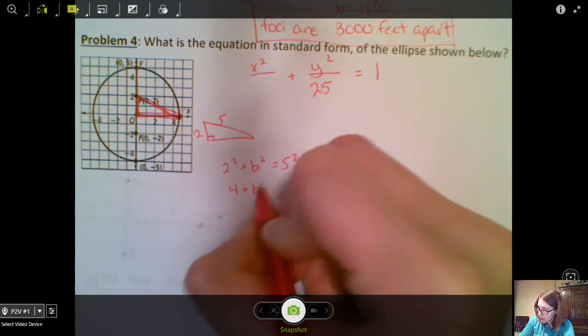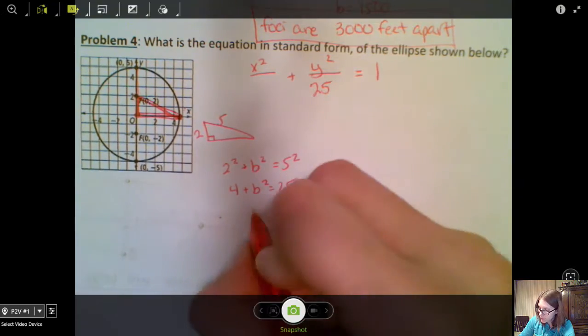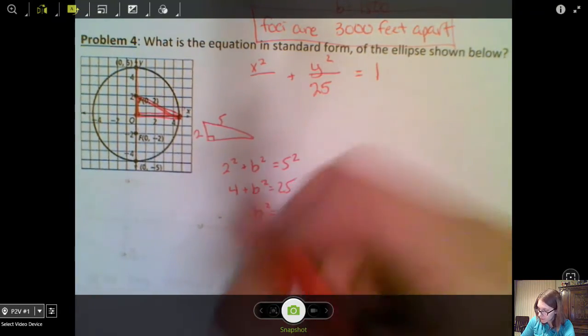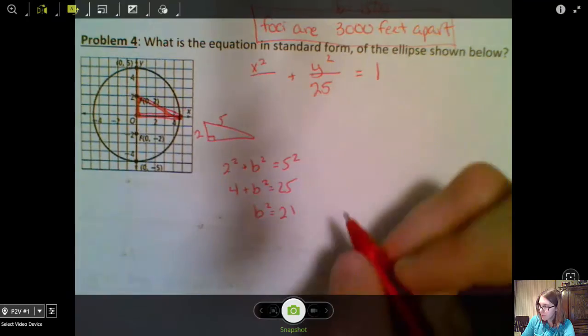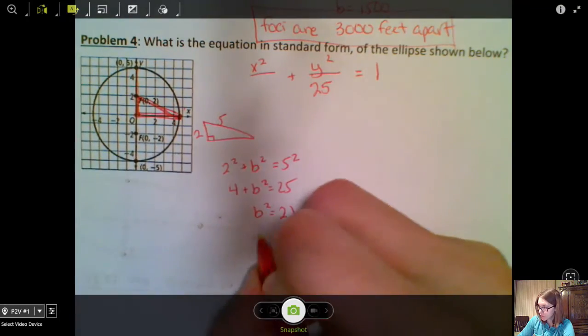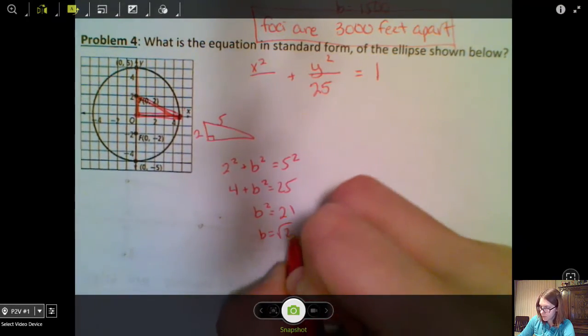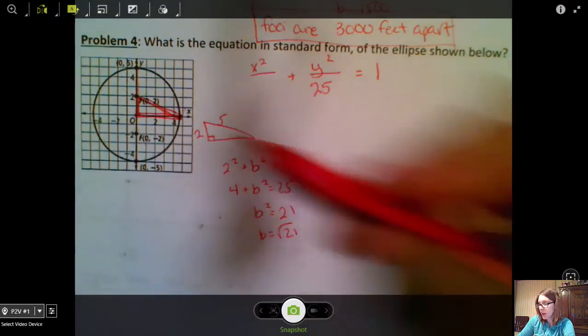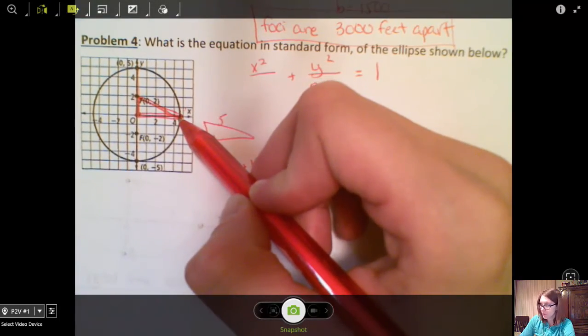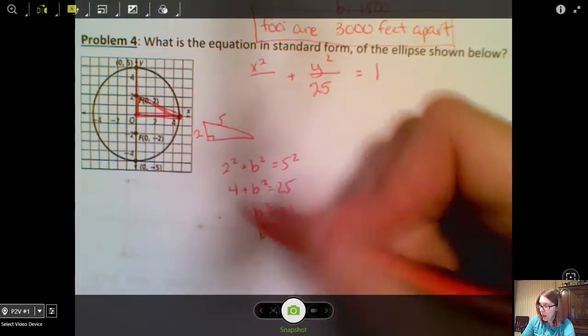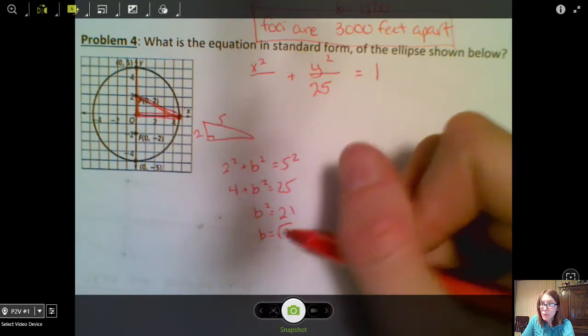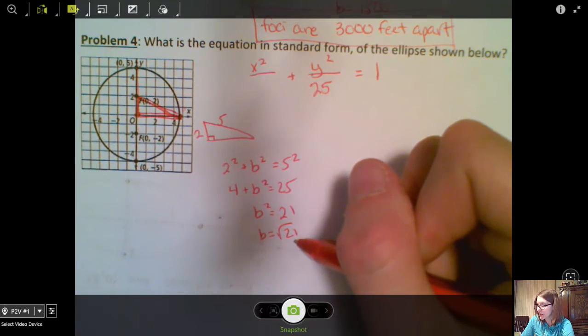4 plus b squared equals 25. b squared is 21. And b is the square root of 21. So we're the square root of 21 all the way out here. The nice thing is, I really don't even need to try to simplify this radical. Square root of 21 doesn't simplify anyway.